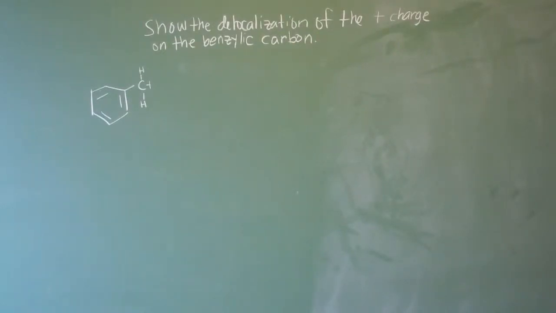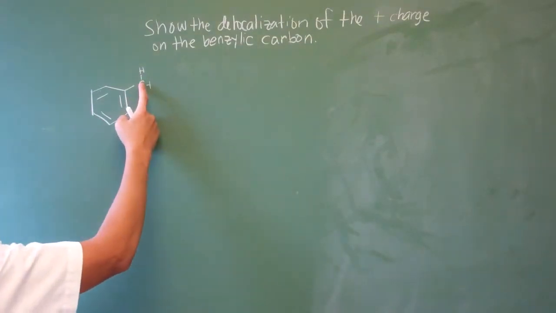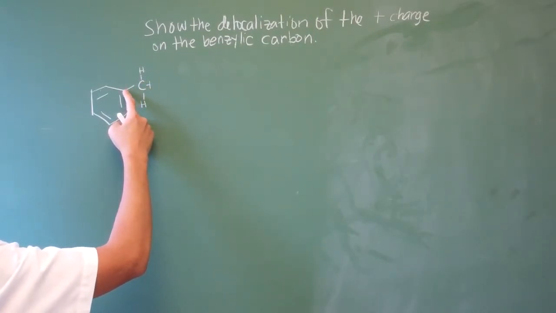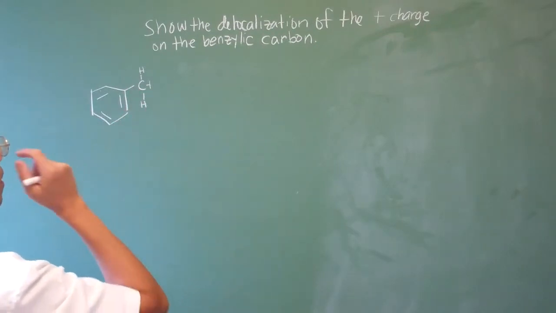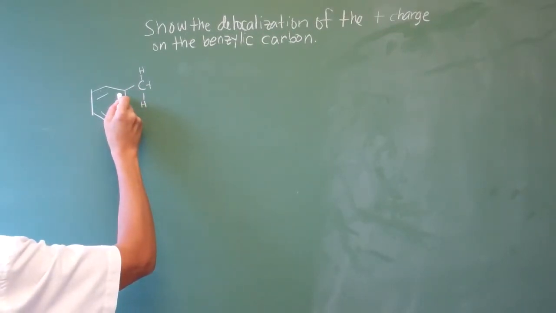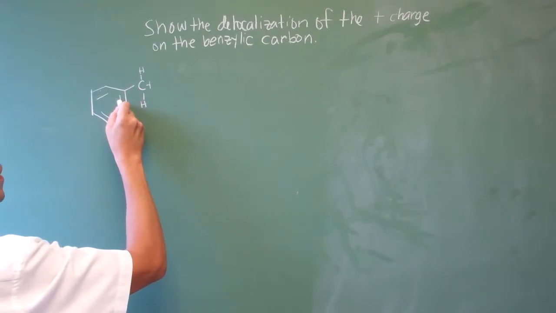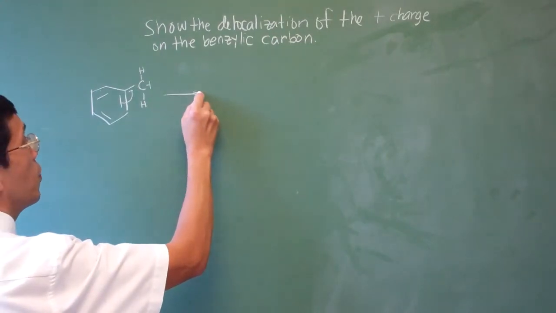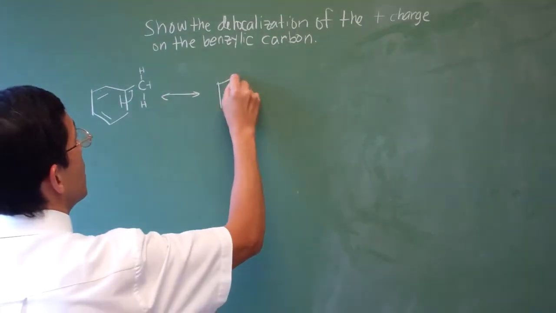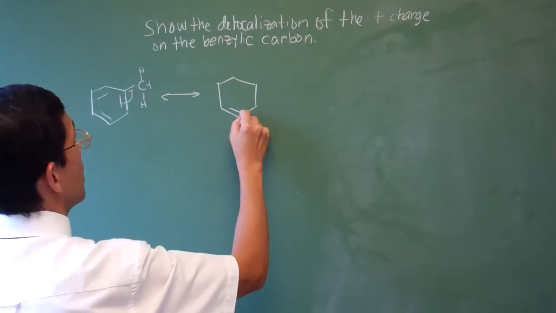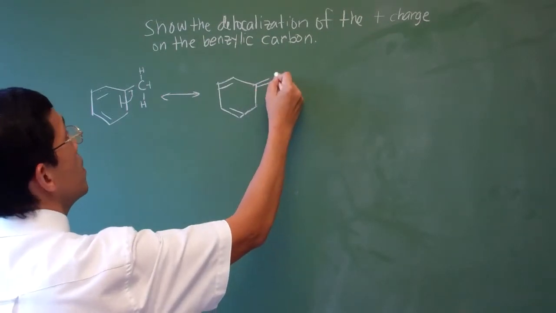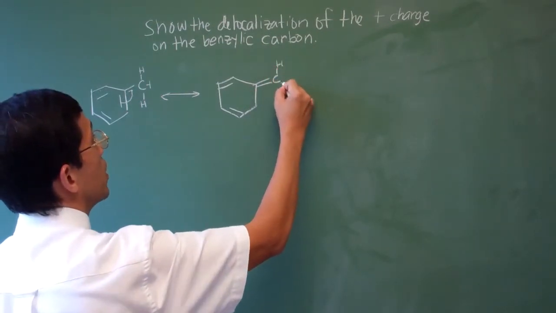Show the delocalization of the positive charge on the benzylic carbon. So that there is a benzylic carbon because it's a carbon atom that is alpha to a benzene ring. Alright, so that pi bond there could move between that carbon and that carbon, and so you form a second resonance form, and that would be, alright, since you are forming a second bond there, you have a double bond carbon with 2 H's.